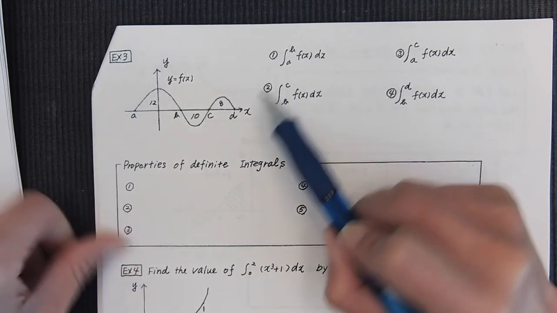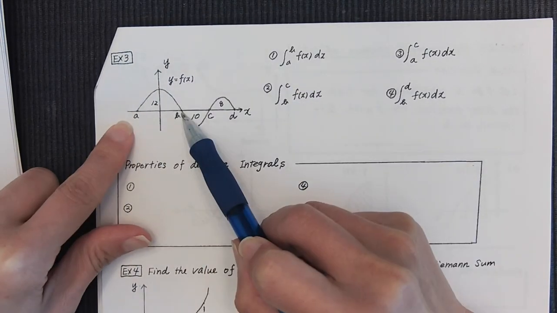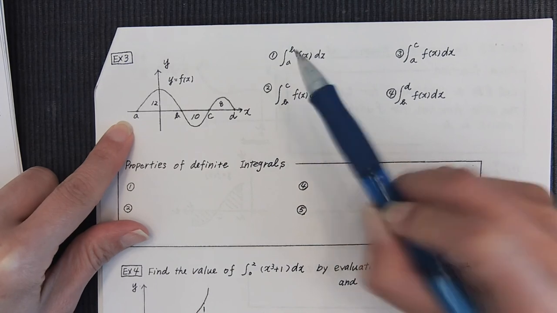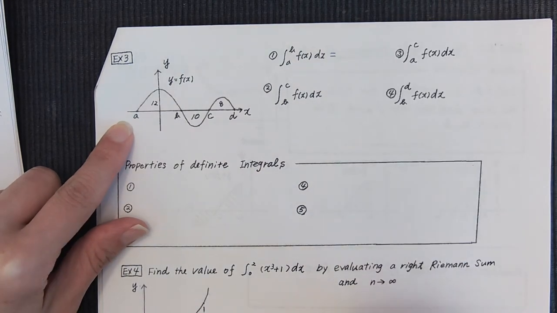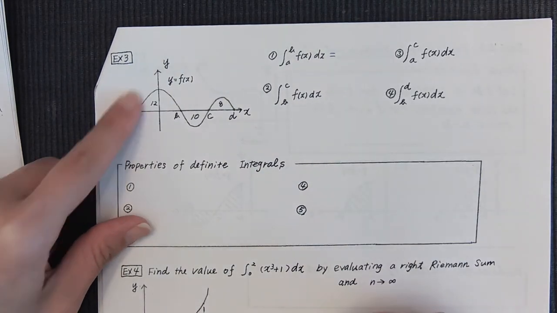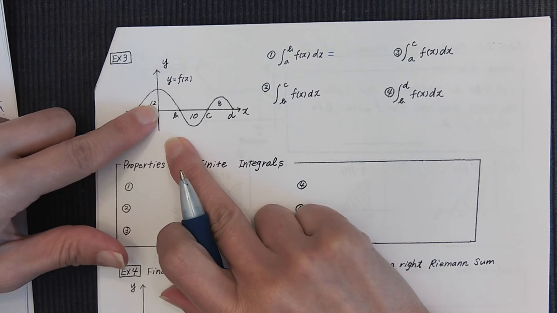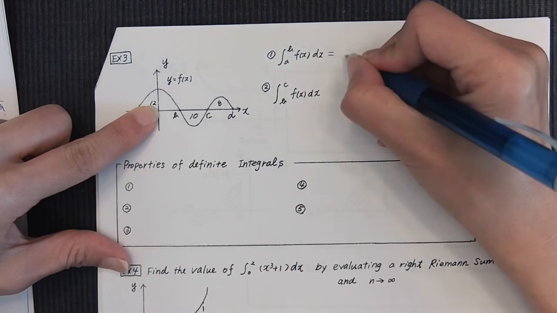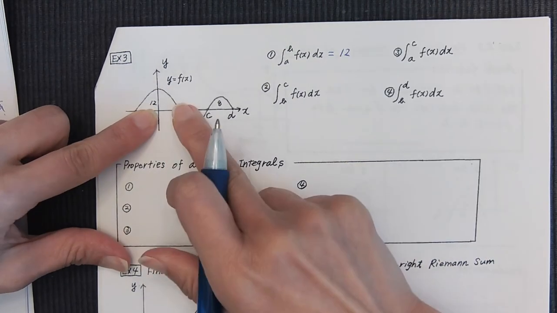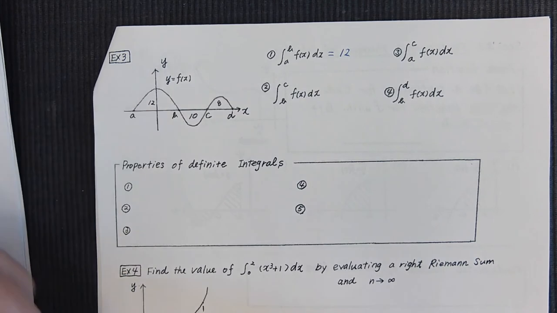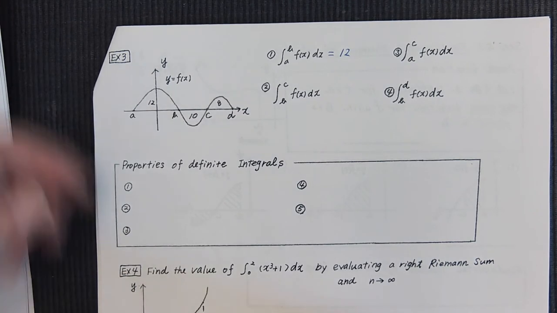The integral from A to B of the function f of x. So what's the answer they say? 12. That's it, 12, because the area under the curve is exactly 12. Because it's given, I don't need to calculate it. This is just how to read your graph, okay?